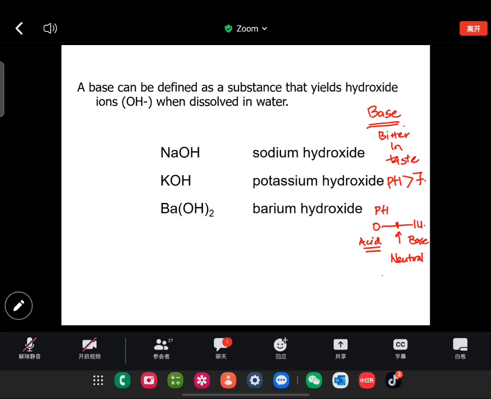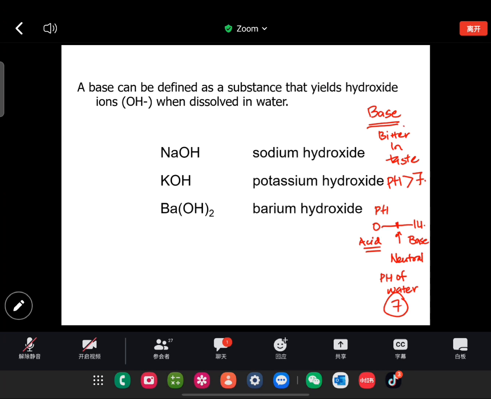Do you know what is the pH of water? Does anyone know? 7. 7, perfect. Water is neutral, that's why everybody loves to drink water. No acid, no base, perfectly balanced neutral compound.